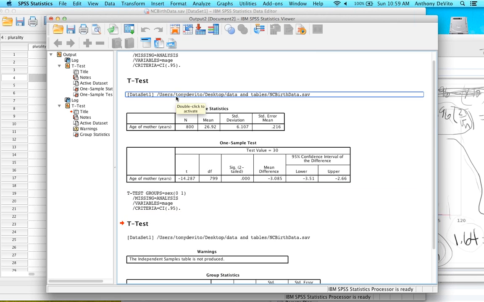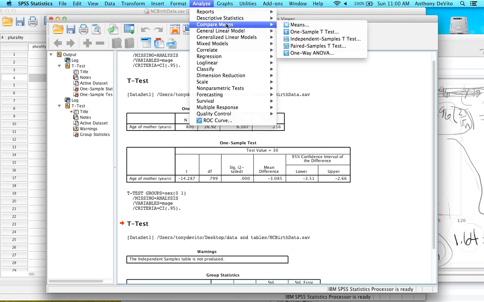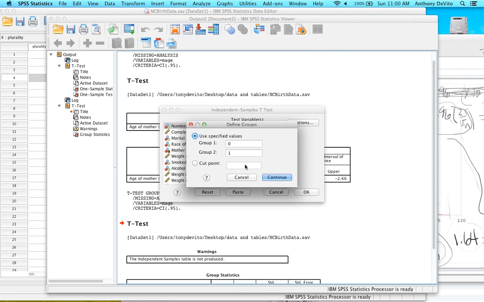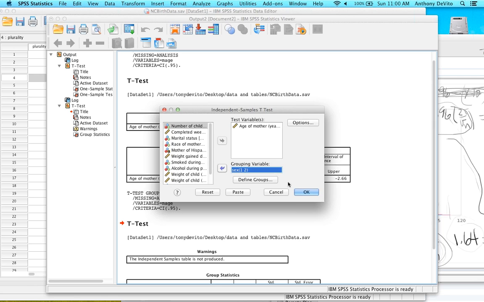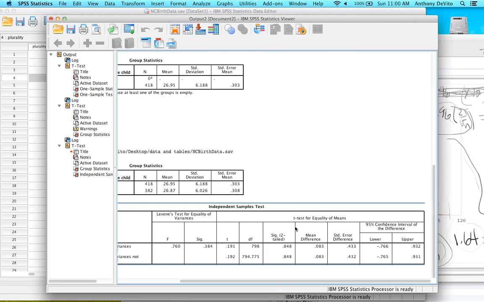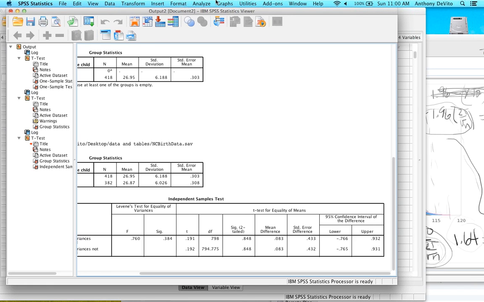Nope, I got that wrong. Analyze, compare means, independent samples t-test. I'm guessing I got my variables wrong. Let's say it's 1 and 2 for male and female. Guessed wrong. See if it works this time. That worked this time. Now let's take a look at this.